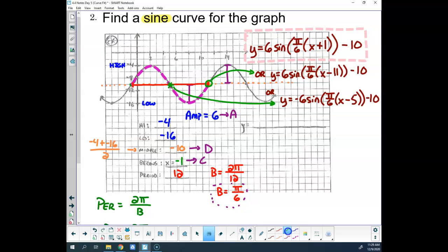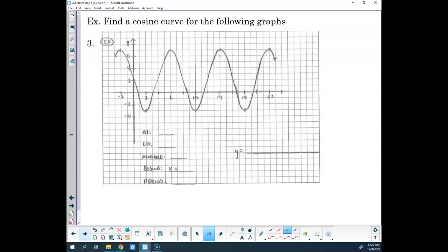For that bottom one, I want you to try now and find me a cosine curve to fit that function. Okay? Go for it.